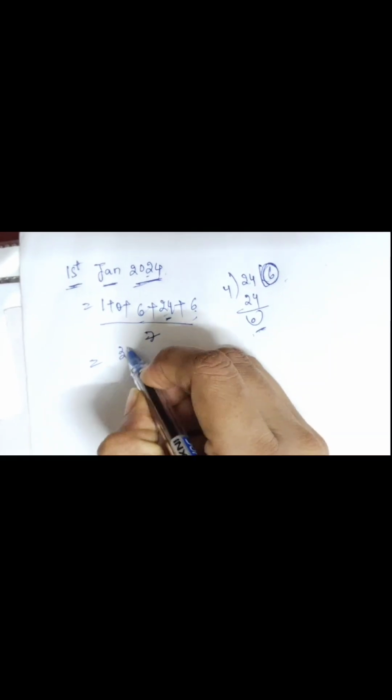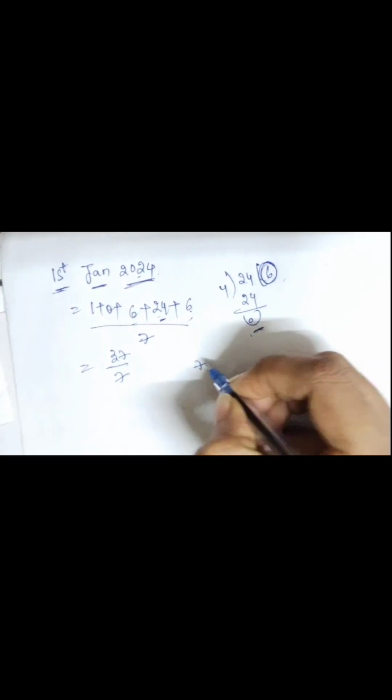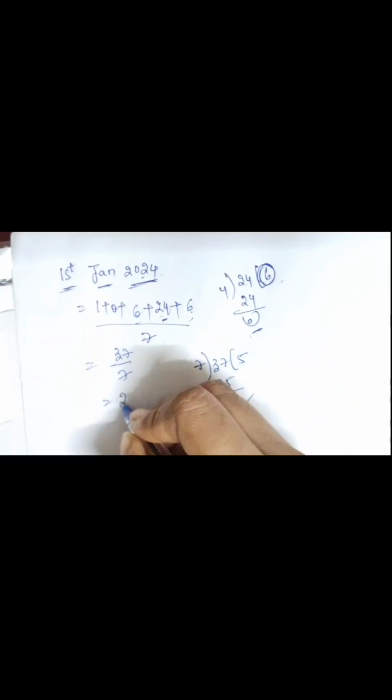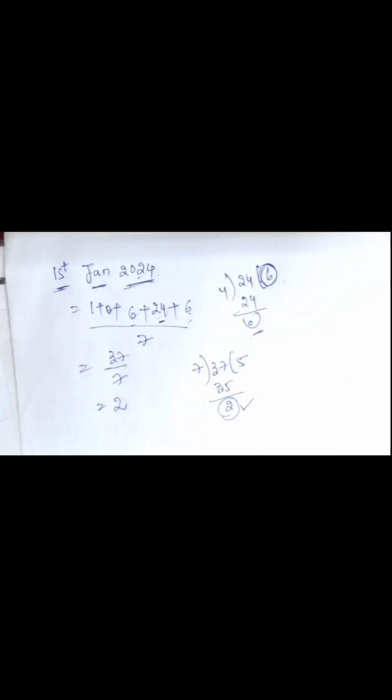Okay, now add all this: 37, then divide it by 7. In the 7 table, 37 is not there, right? 35, 5 times, 2 remainder. So the remainder is 2. Based on the day code, 2 falls under Tuesday. Okay, it must be Tuesday.